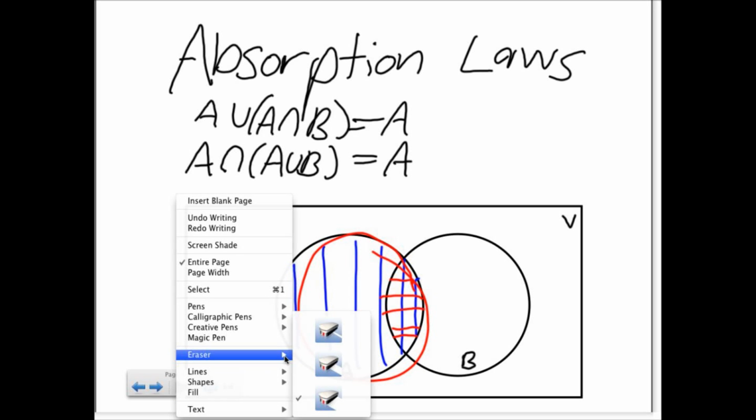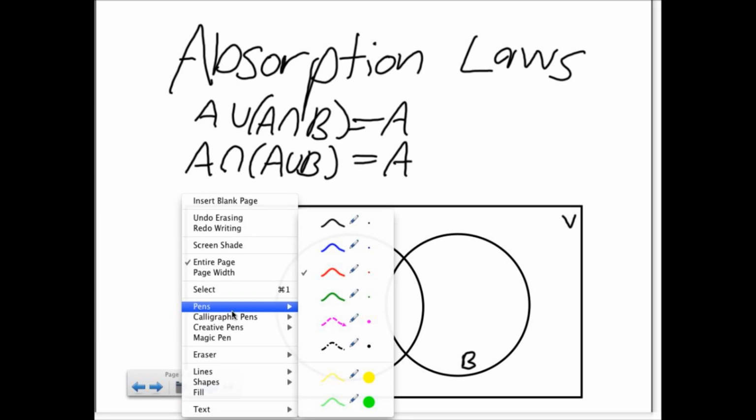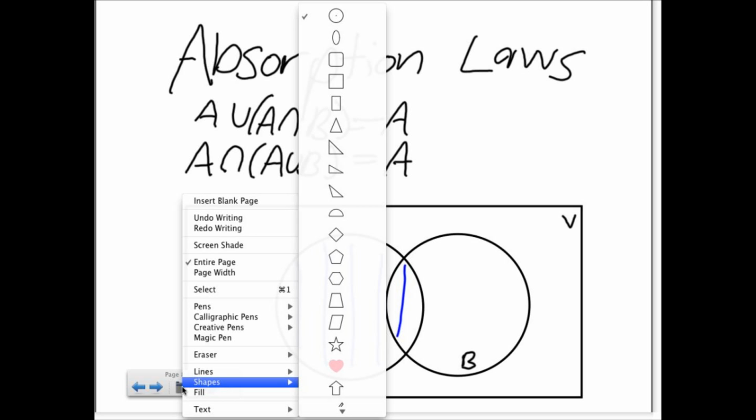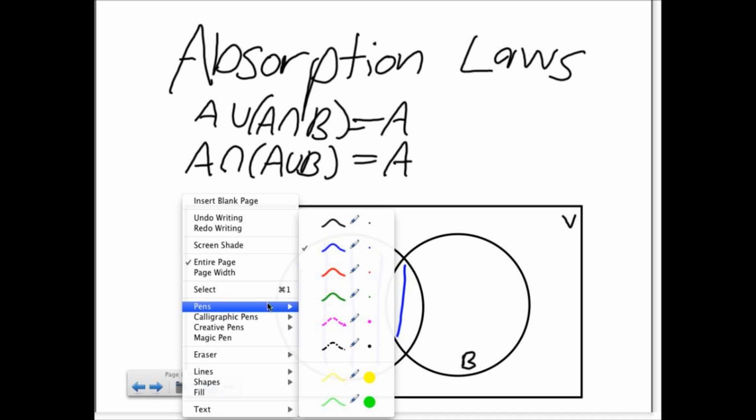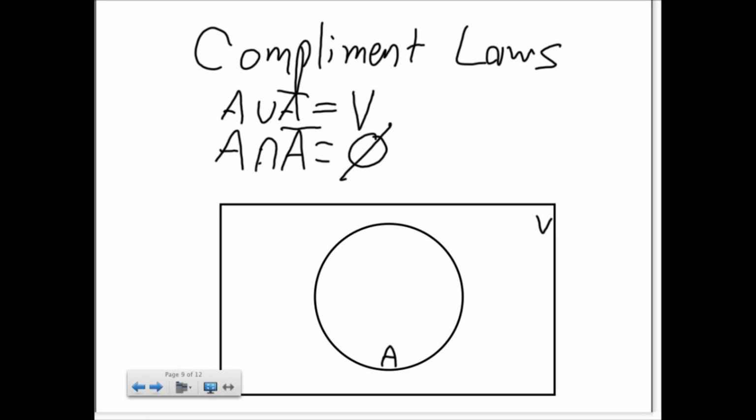Now we can also show that the other statement is true by doing A in vertical blue lines again and having it be the intersection of the union of A and B with the horizontal red lines here. And as we can see, the only place where they intersect is in set A.